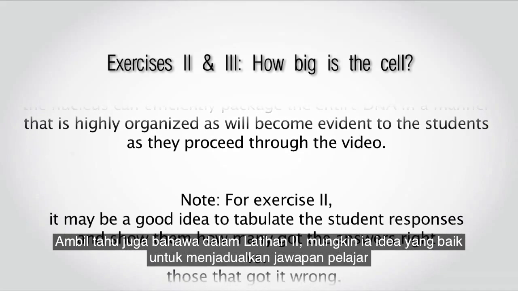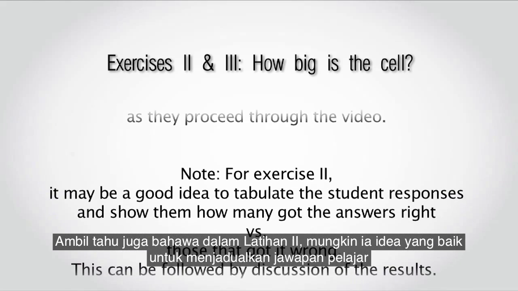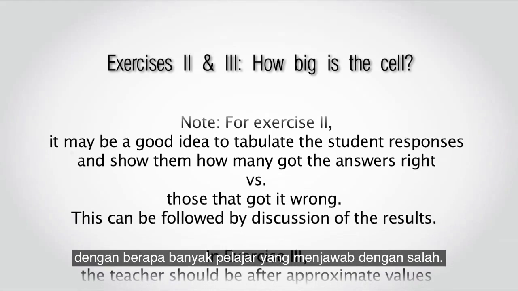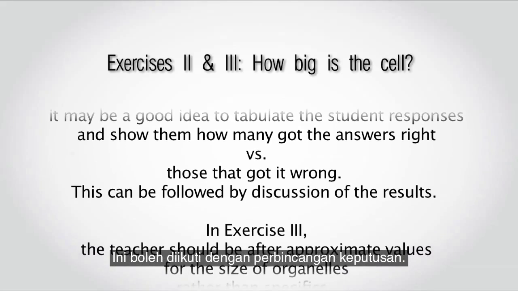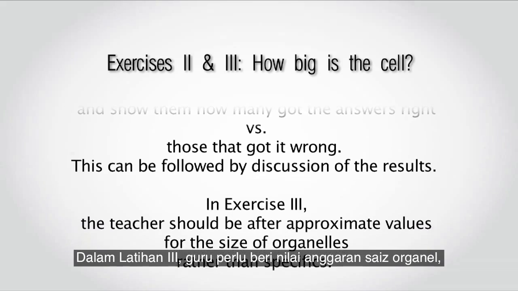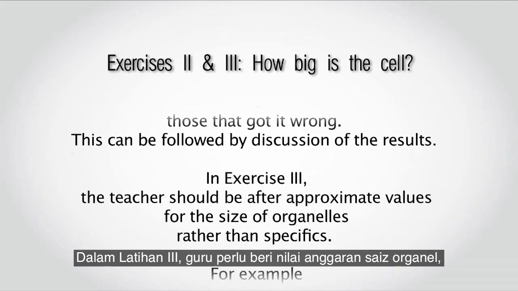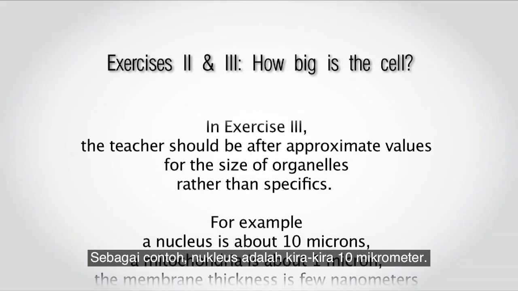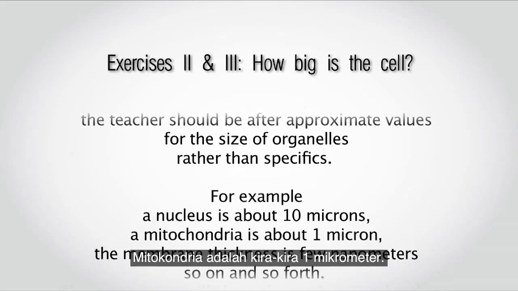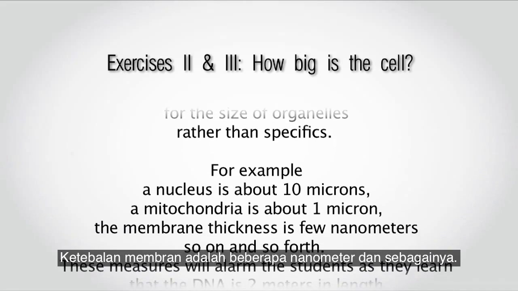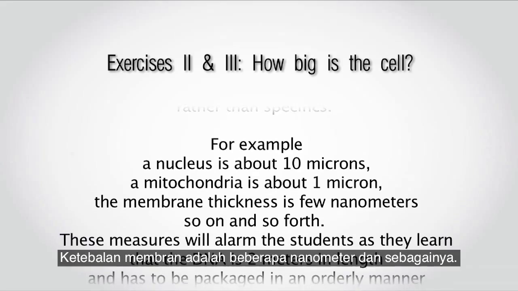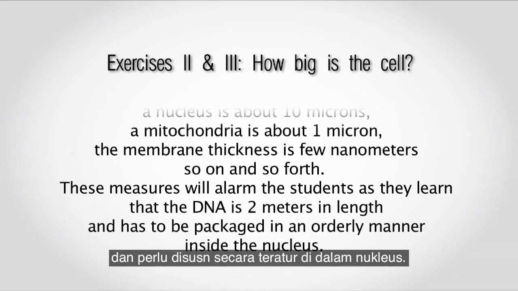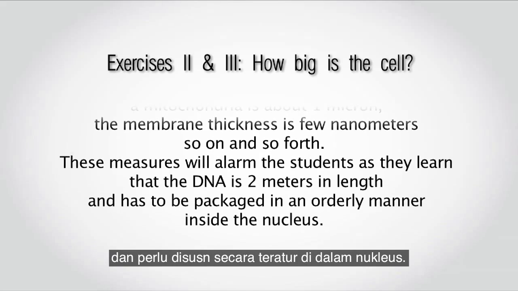Note: for exercise 2, it may be a good idea to tabulate the student responses and show them how many got the answers right versus those that got it wrong. This can be followed by discussion of the results. In exercise 3, the teacher should be after approximate values for the size of organelles rather than specifics. For example, a nucleus is about 10 micrometers, a mitochondria is about 1 micrometer, the membrane thickness is few nanometers, so on and so forth. These measures will alarm the students as they learn that the DNA is 2 meters in length and has to be packaged in an orderly manner inside the nucleus.